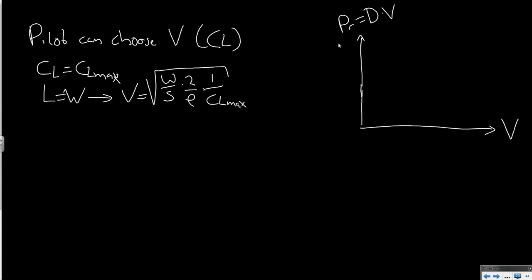Now all these terms in the equation are more or less constant. We can state that weight is constant, wing surface area is constant. We can assume we always derive this diagram at one specific air density.